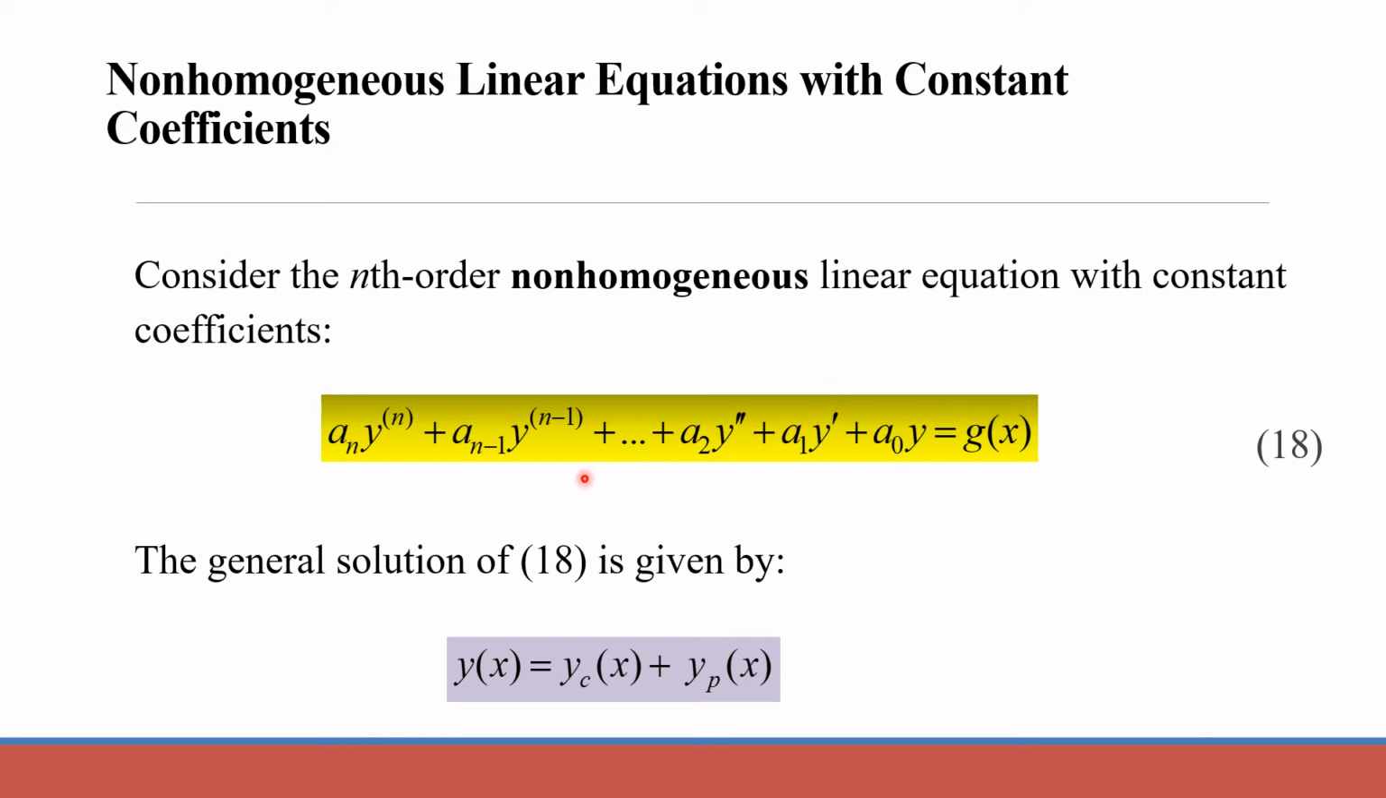When we solve equation number 18, a non-homogeneous linear equation with constant coefficients, we will get the general solution. And the general solution is given by y equals yc plus yp. yc is the complementary function. In other words, it is the general solution for the associated homogeneous equation, whereas yp is the particular solution for the non-homogeneous linear differential equation.